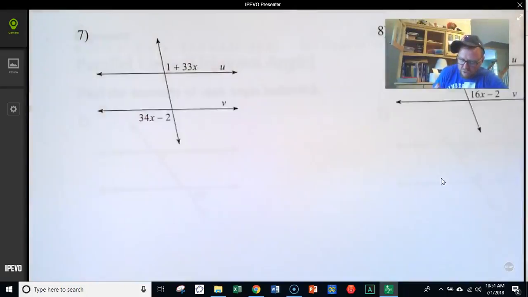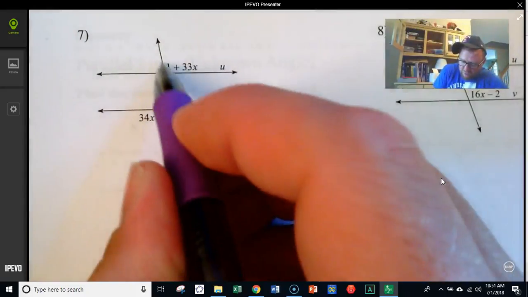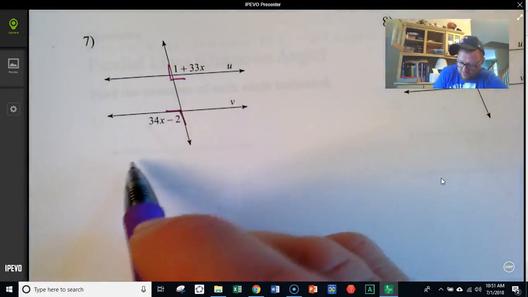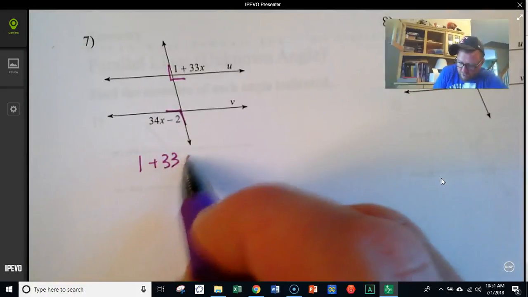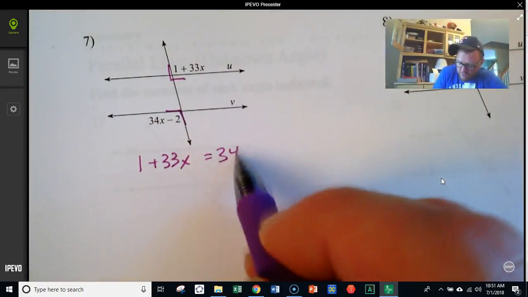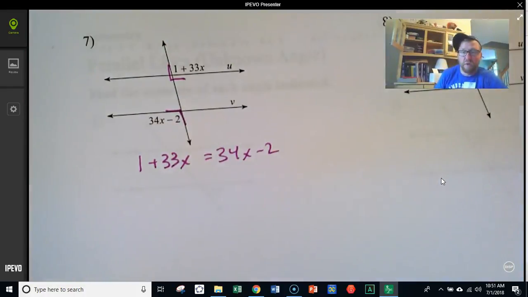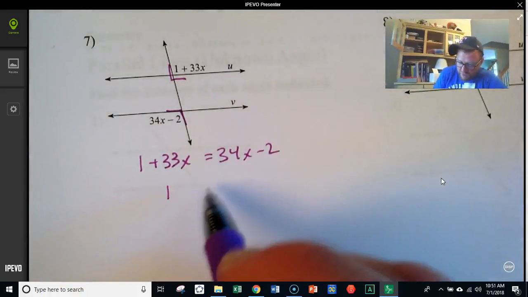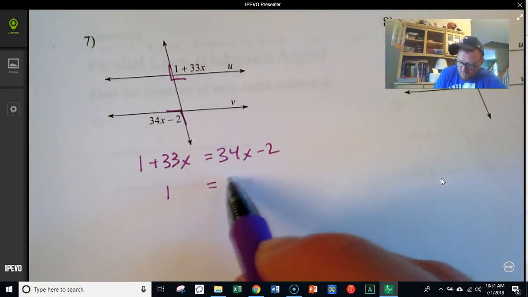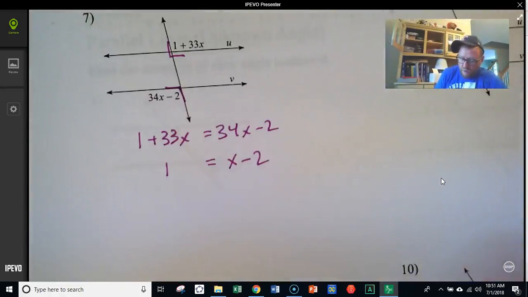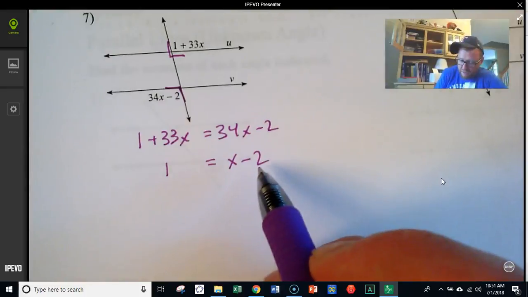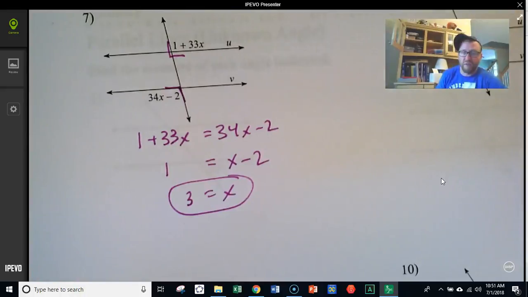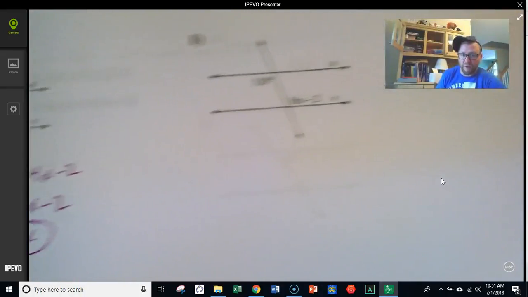Alright, these are alternate exterior angles. So if they are congruent, then the lines will be parallel. That means that if 1 plus 33x is equal to 34x minus 2, then the lines will be parallel. Let's take away 33x from each side. I've got 1 equals x minus 2. Then if I add 2 to each side, I get 3 equals x. So if x is 3, the angles will be congruent, the lines will be parallel.